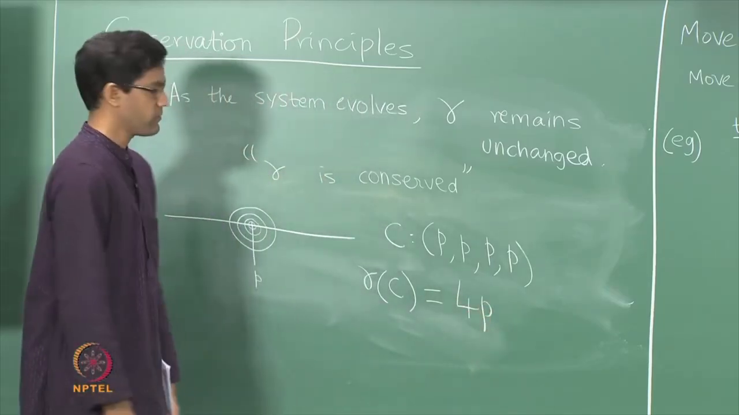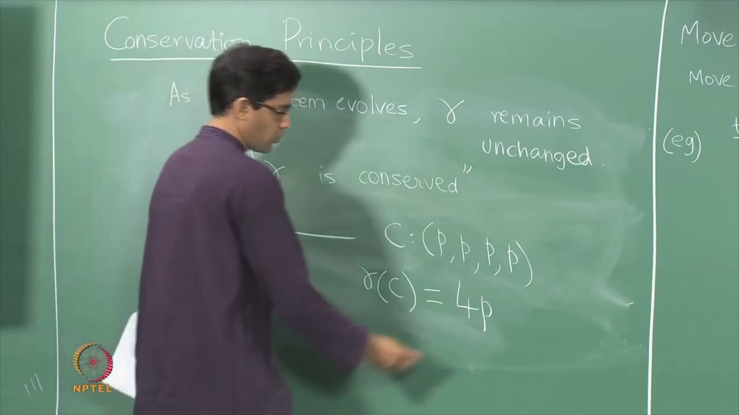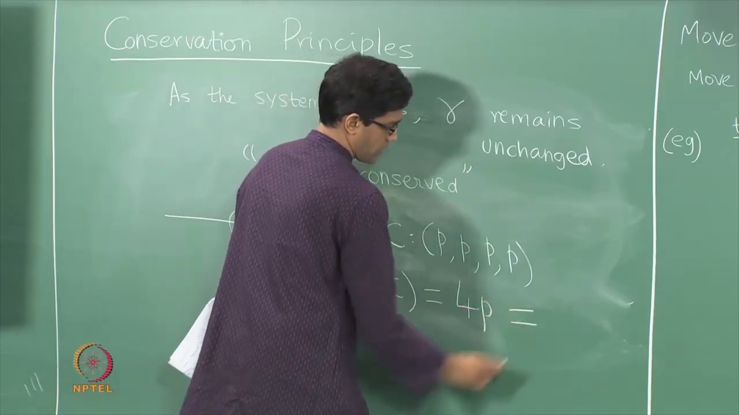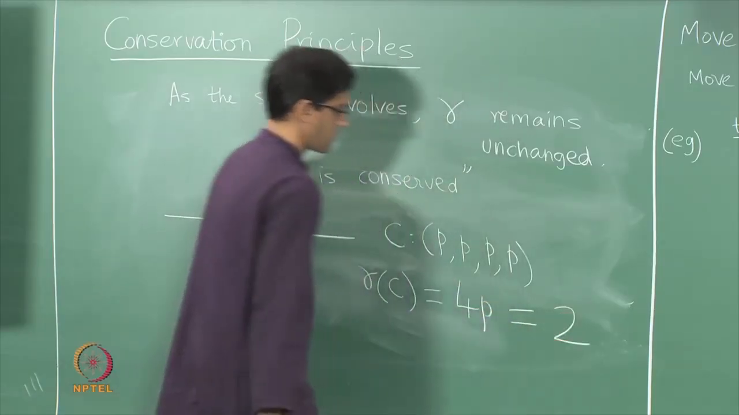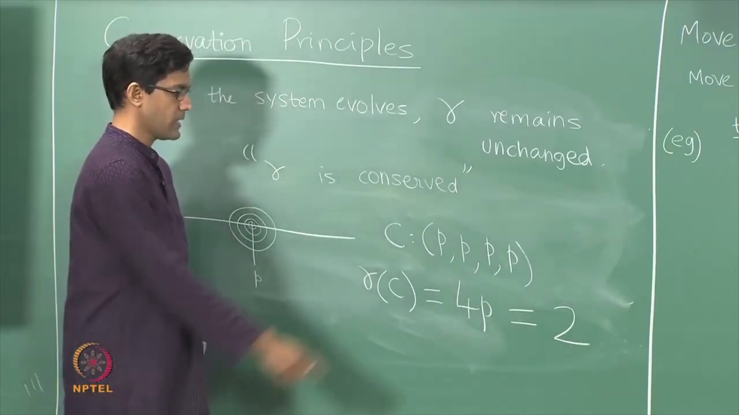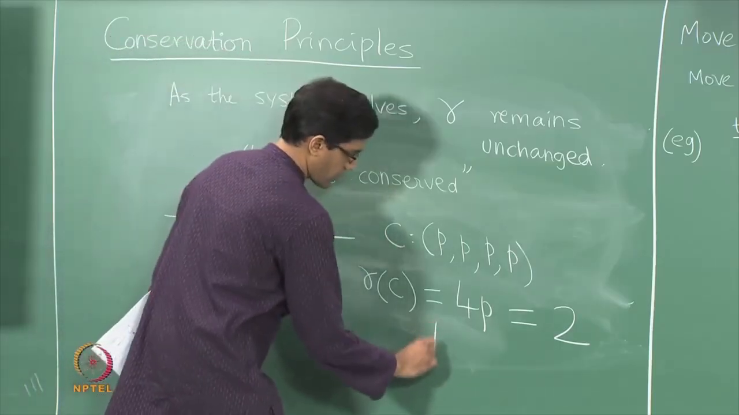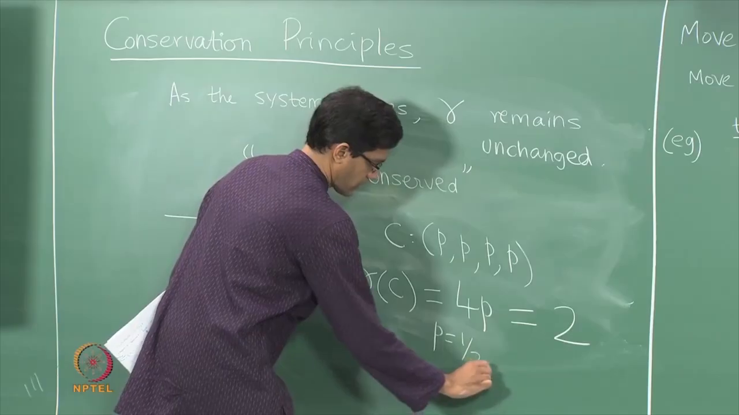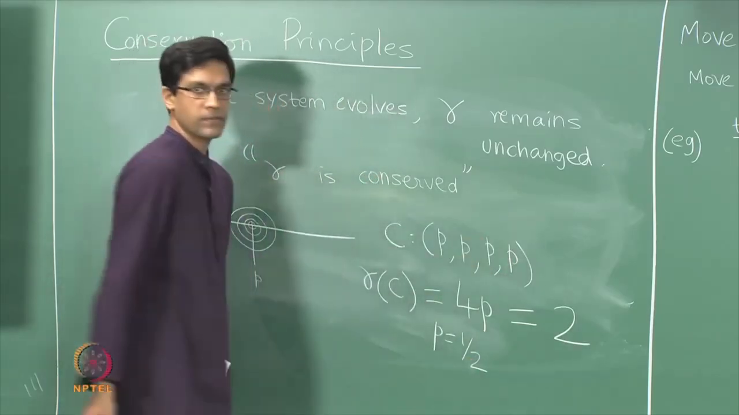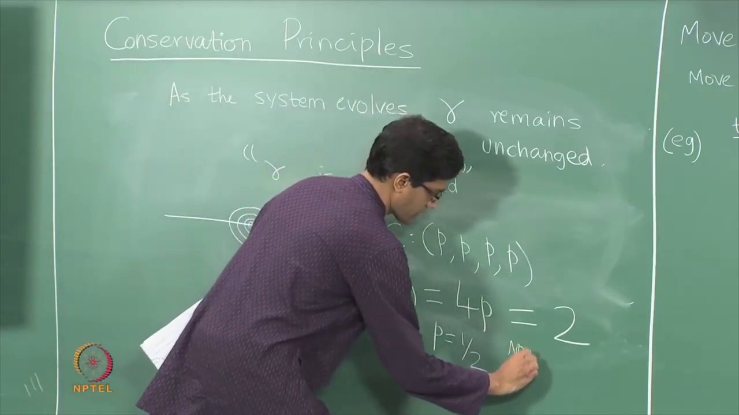And what do we know? The gamma function does not change. The starting configuration had gamma function as 2. So whatever configuration you can get at some time t had better also have the same gamma function. So if at all it is possible to get to p, p, p, p, then this equation must be true: 4p must be equal to 2, or in other words, p is half. But that's not possible because p was supposed to be an integer, the position of the coins. So p is an integer, so this is not possible.